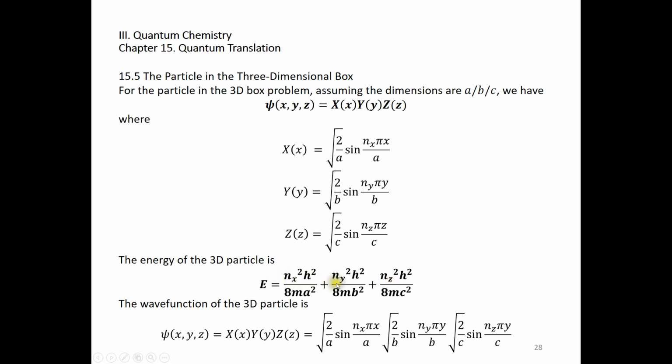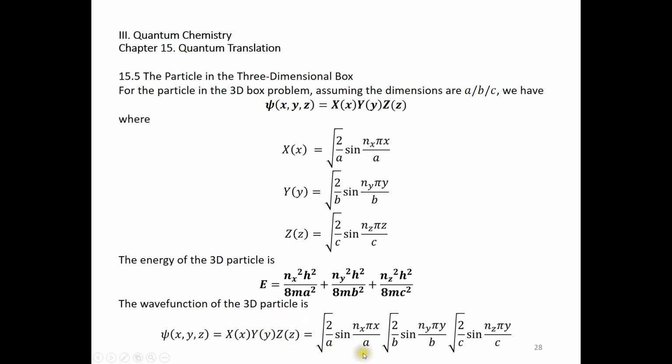n sub x, n sub y, and n sub z can be 1, 2, 3, 4, etc., and they can be and are often different. The wave function of the three-dimensional particle is summarized here. It's the function of x times the function of y times the function of z.